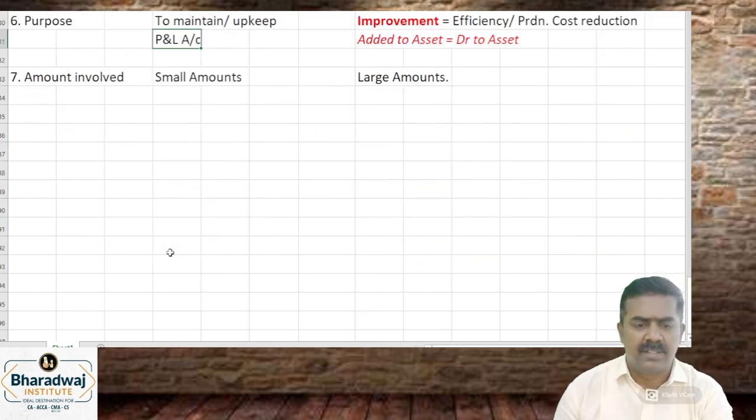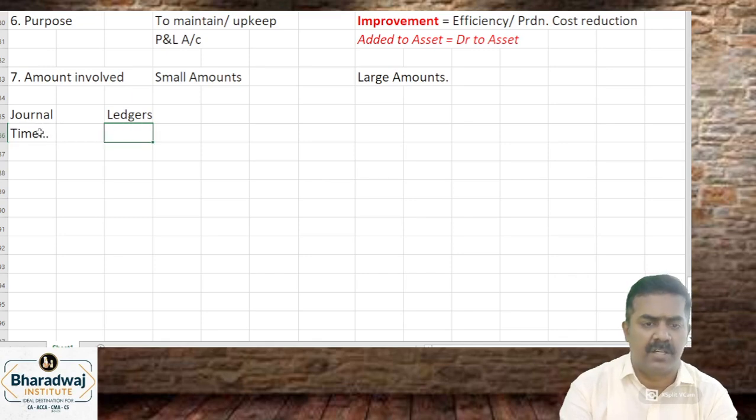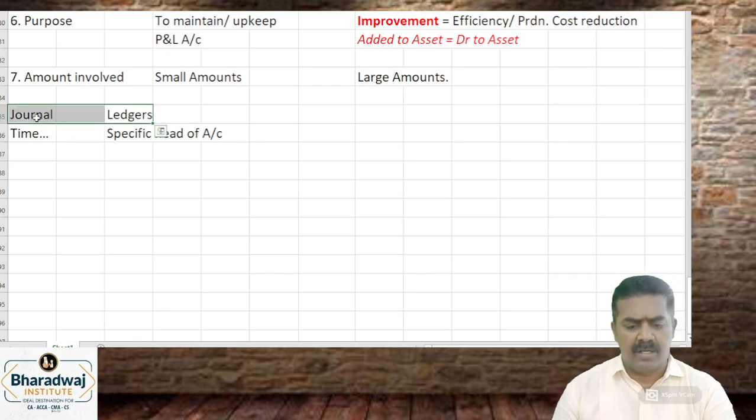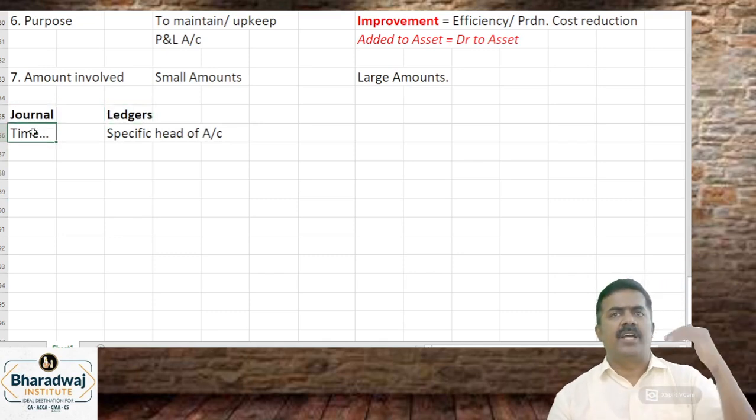Done now? Next, what is the first one we do? Journal. Thereafter, what do we do? Ledgers. What is the difference between journal and ledger? A journal is prepared according to time. We call it chronological order. Ledgers are specific heads of account, like salary account, rent account, cash account. Specific heads of accounts, we call it ledger.